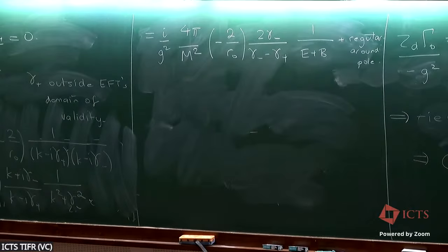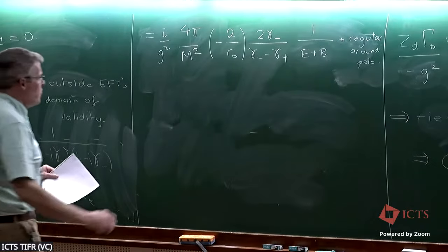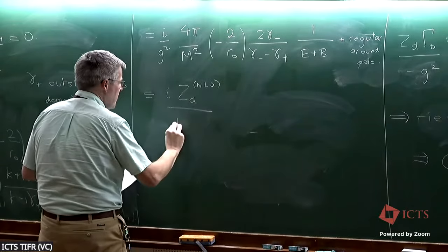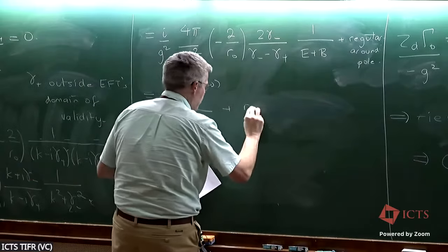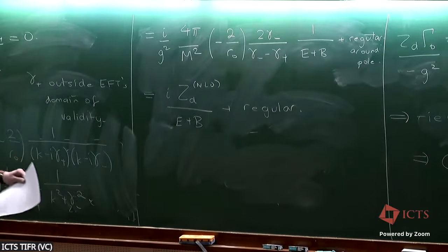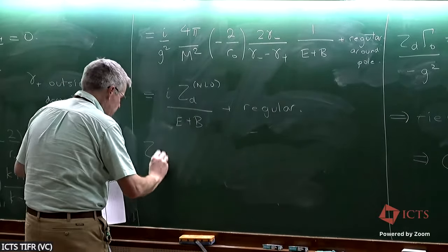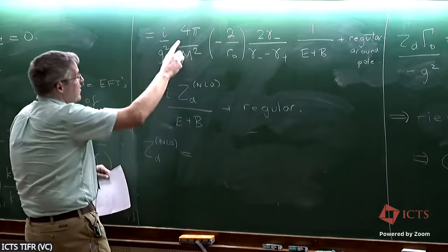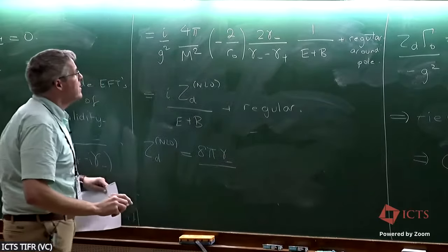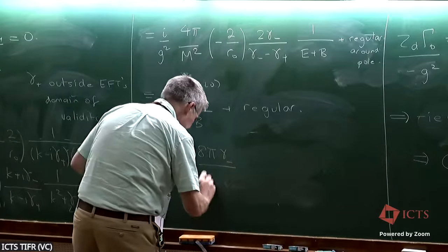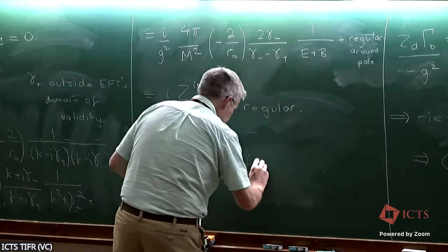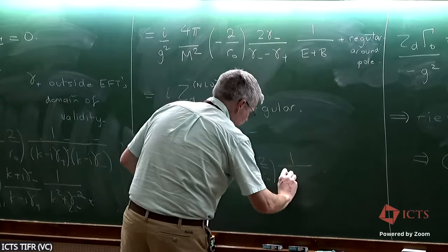So this doesn't immediately look like our wave function renormalization before, because we want to say that this is i Z_D at leading order, divided by E plus B, plus regular. But if we do a little bit of work, we can start to see the other one emerge. So Z_D at leading order is going to be 8 pi gamma minus over g squared m squared. That part is the same as before. And then the other part is this minus 2 over r0, 1 over gamma minus minus gamma plus.